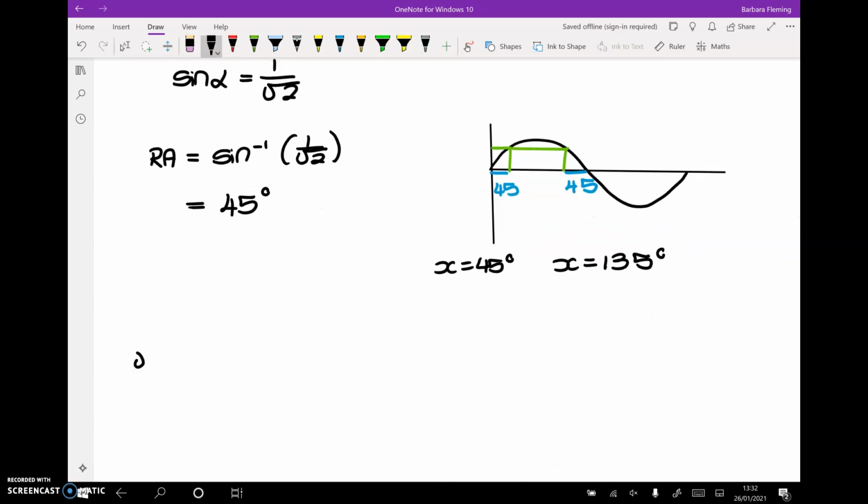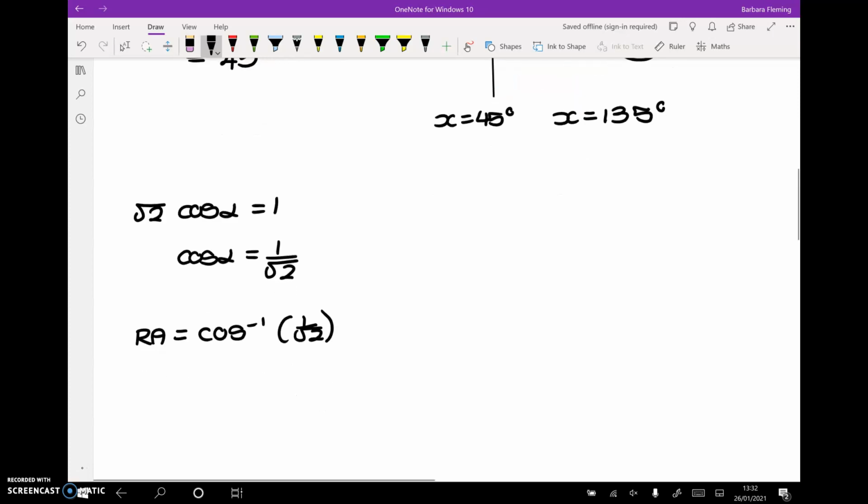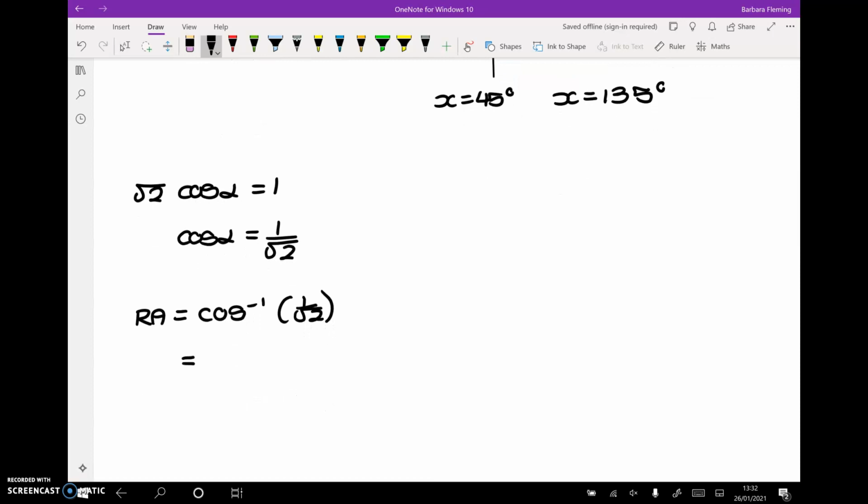Then for your second equation, root 2 cos alpha equals 1, so cos alpha equals 1 over root 2. Again, it's an exact value here. Your related acute angle is the inverse cos of 1 over root 2. What angle gives us 1 over root 2 if we're in cos? It's 45 degrees as well for that one.